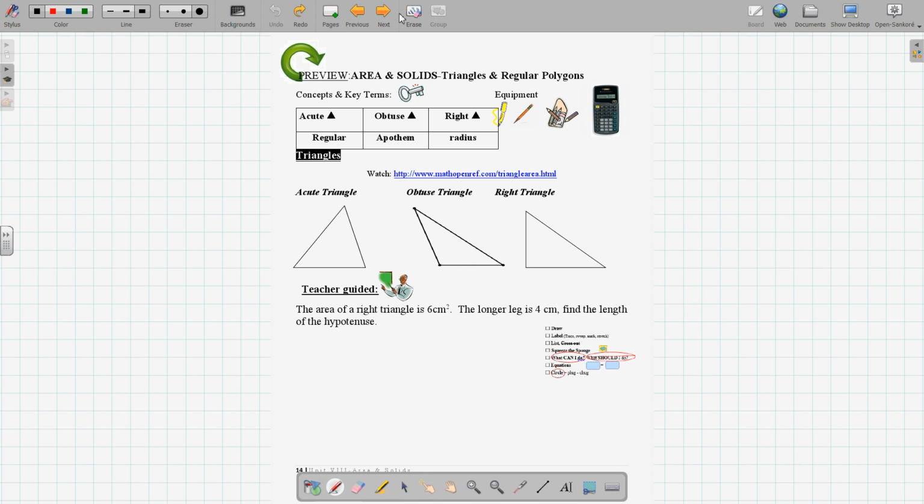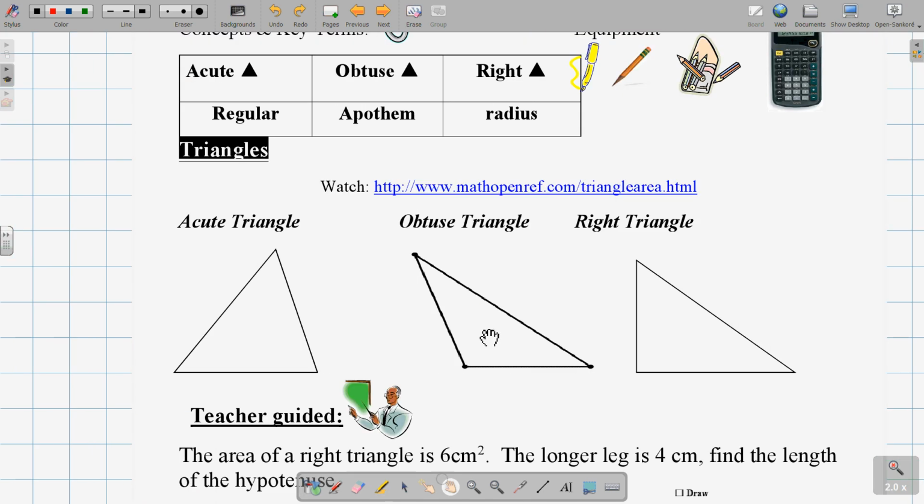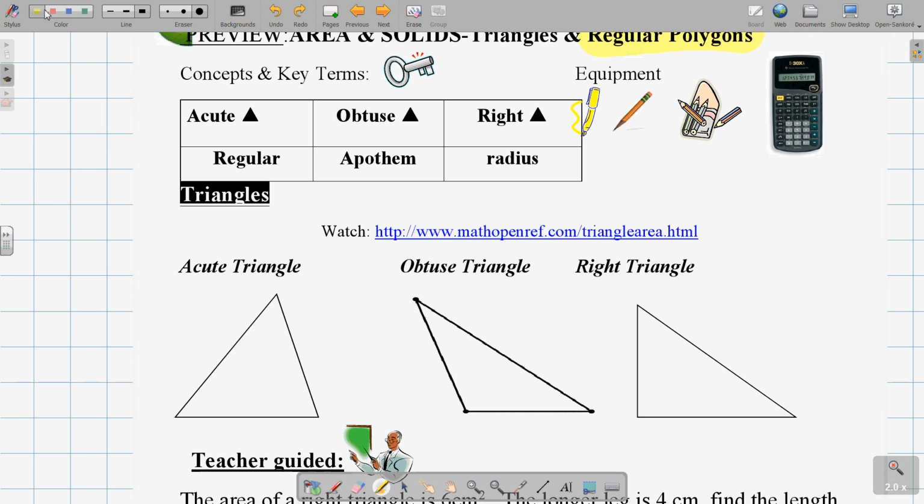Alrighty, so today we're going to talk about area of regular polygons. And there are some new terms you're going to be familiar with. Of course, an acute, obtuse, and right triangle. You guys are familiar with that. The term regular, meaning all sides equal. And then here's a new word, apothem or apothem, depending on which textbook you look at, and the radius. Yes, you'll need a calculator, and I do recommend colors.